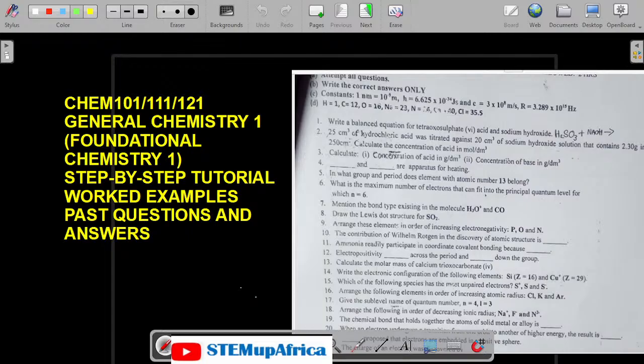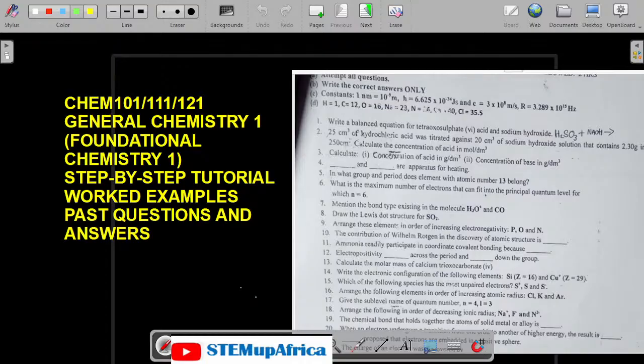Then the next question, question 14. Write the electronic configuration of the following elements: silicon 16 and copper. Always look out for it. Check if the element has an ion. Ions are charges possessed by elements. Here it has a charge of +1. Always look out if it's a neutral element or it has an ion. The silicon is neutral, it has no ion, but the copper has a positive ion of +1.